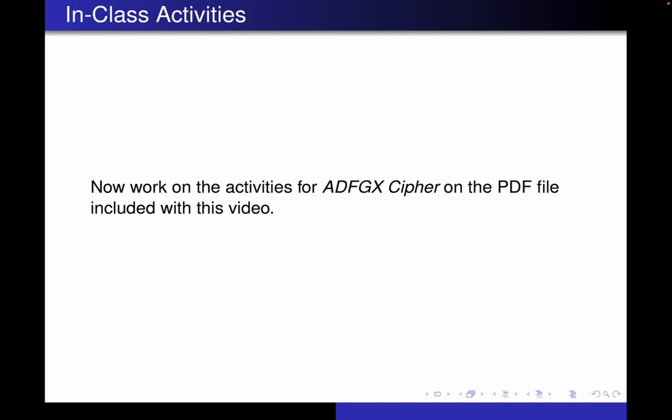All right, so that should give you an idea about how to encrypt and decrypt using the ADFGX Cipher. I encourage you to look at the activities on the PDF file that's included with this video.